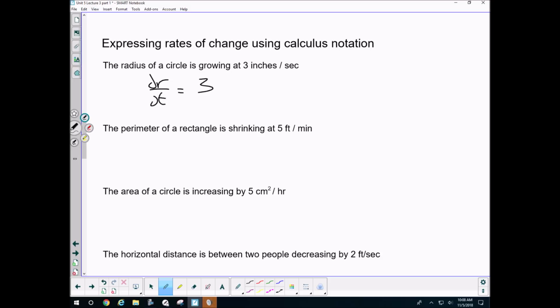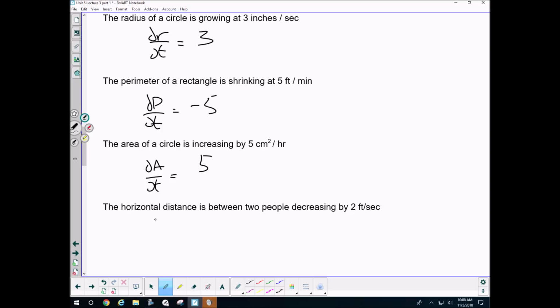The perimeter of a rectangle is shrinking. Well, that's the rate of change of the perimeter. That's dp dt. Since it's shrinking, what is the rate of growth? Negative. Okay. Area of a circle, dA dt, is growing at 5 squared centimeters per hour. Typically we'll say that a horizontal distance is an x distance. So this is dx dt. Since it's decreasing, it's -2.